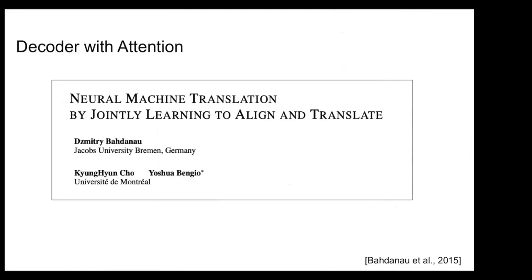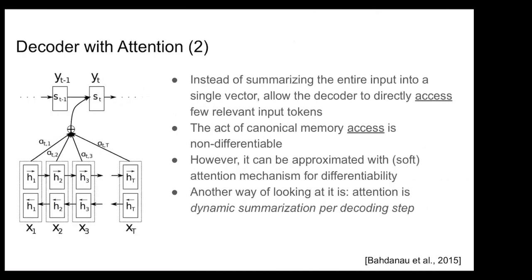All right, so now let's get into what attention is. And to be more exact, we can think of this as decoding with attention on the encoder side. This is a seminal paper from 2015. Actually, you will see that it's coming from some of the same authors. And what was the idea about? It was exactly tackling the bottleneck problem. So here, instead of summarizing the entire input into a single vector, we allow the decoder to directly access a few relevant input tokens.